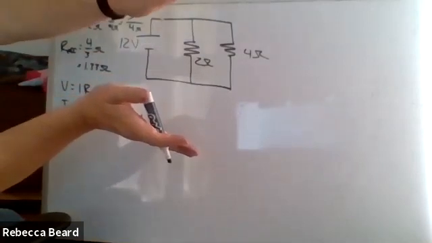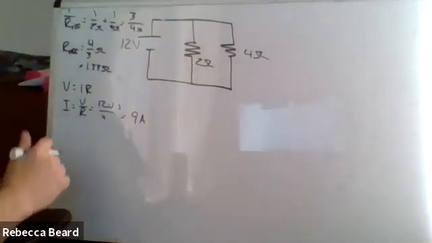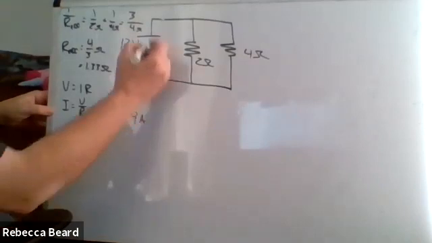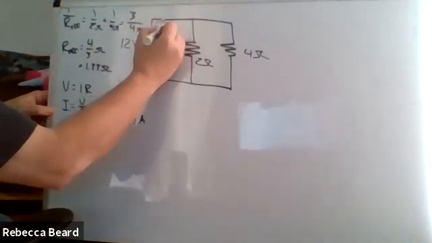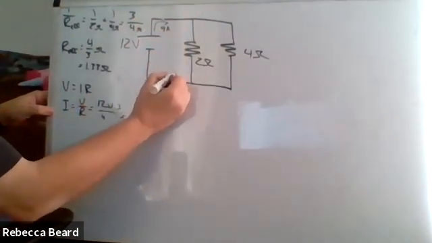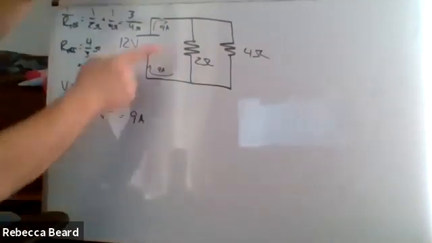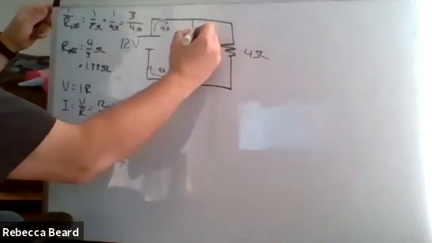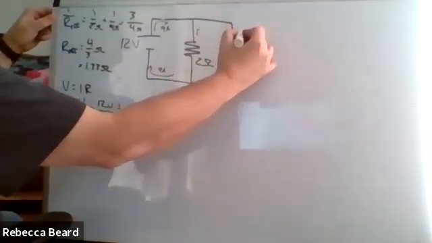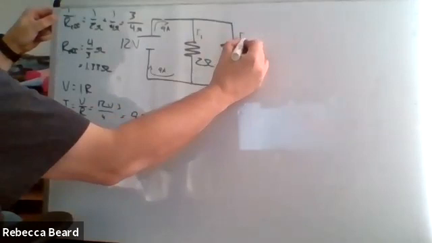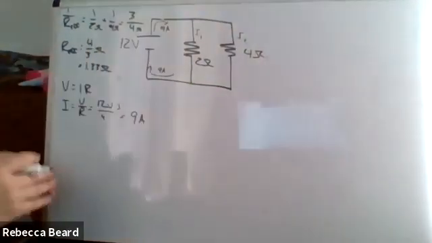Okay, so we're going to get 9 amps going through this overall, but that's going to divide, right? It's going to divide as it goes through. And so we need to figure out, if we've got 9 amps going through there and 9 amps coming through here, it's going to split. And so let's call it I1 and I2. I1 plus I2 is going to equal 9 amps.